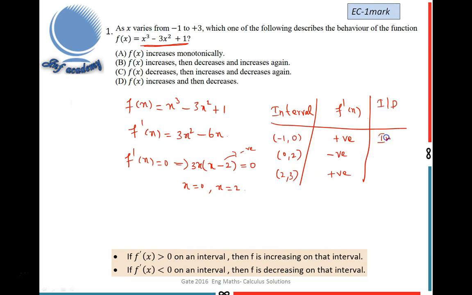F is increasing. Next negative, so in that interval, decreasing. Next positive, so this is increasing. So f of x increases, decreases, and increases again. So the answer is option B.